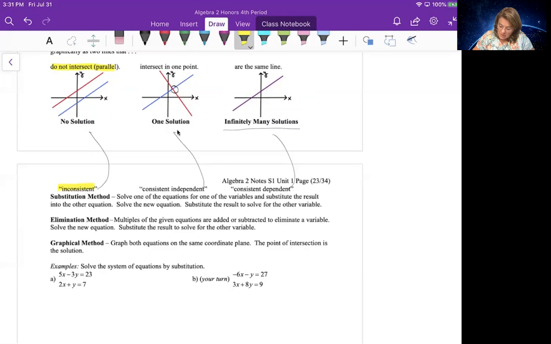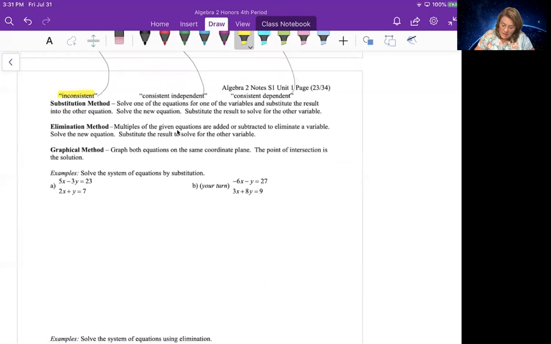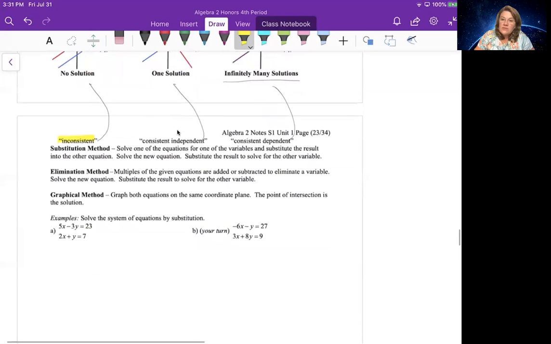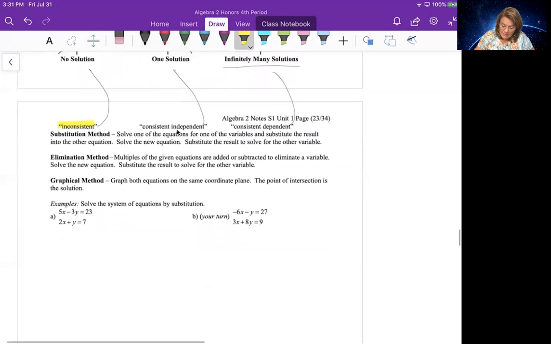Okay, so we are going to learn how to solve these systems of equations using 3 different methods: the substitution method, the elimination method, and graphical. I want to find out if there's a solution, and is it an infinite number, or is there no solution, or is there only one? So let's do a couple of examples.